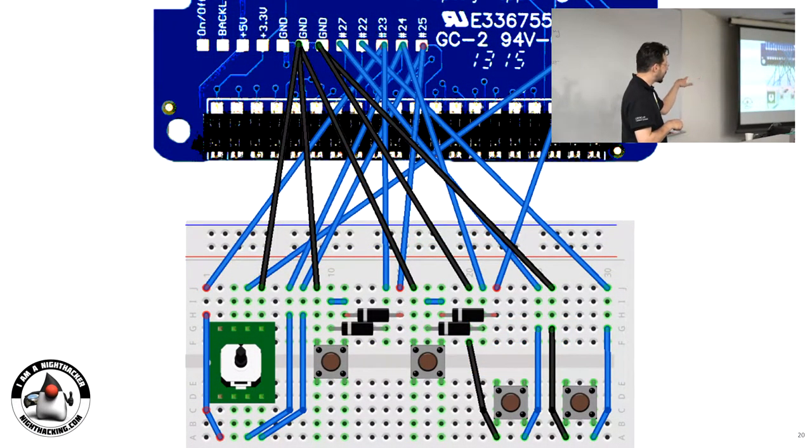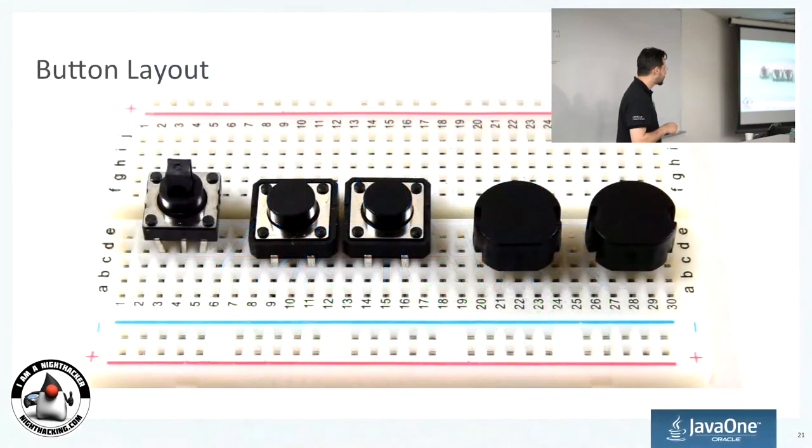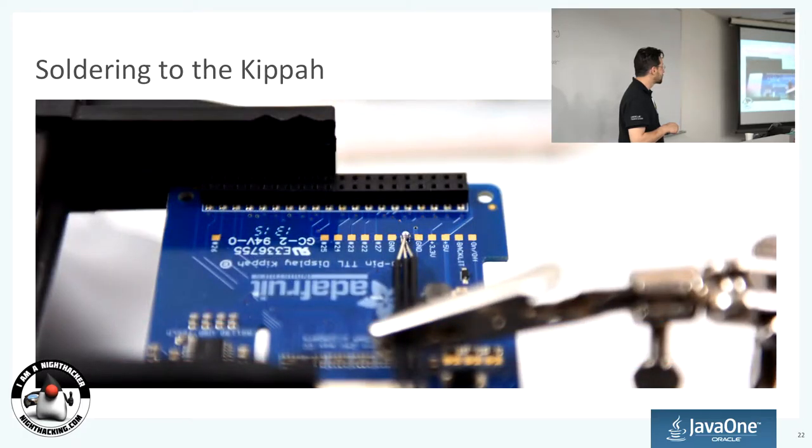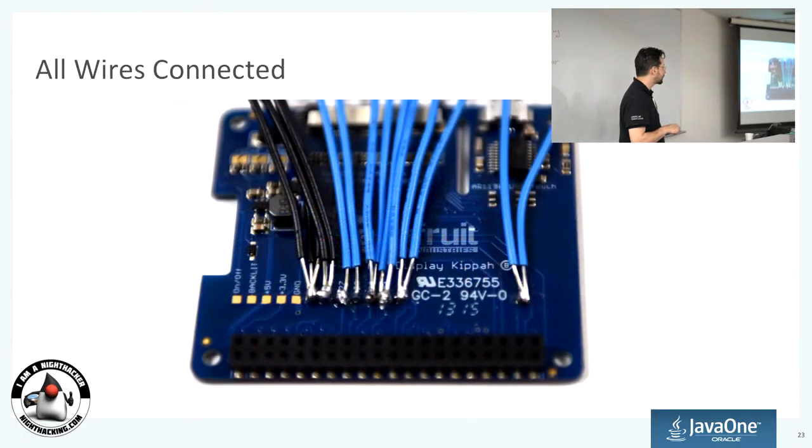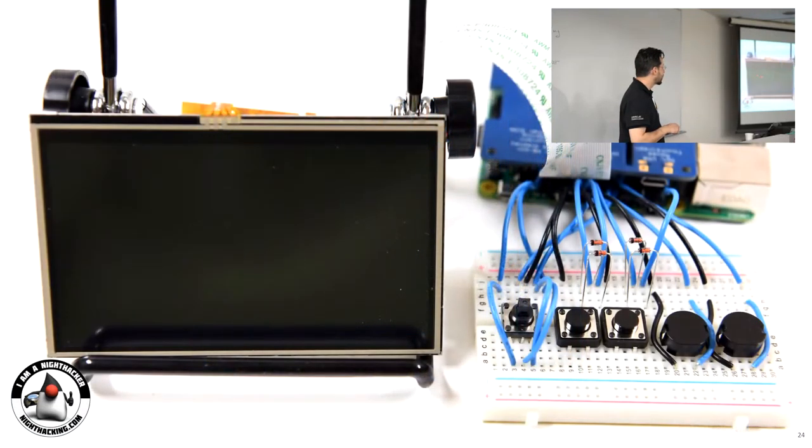Okay, so this is the wiring on the breadboard to the Kippa. I made a little controller out of a breadboard. Soldered wires to the Kippa using, you need some heat shrink tubing as well. And then here's the finished electronics for the RetroPi.